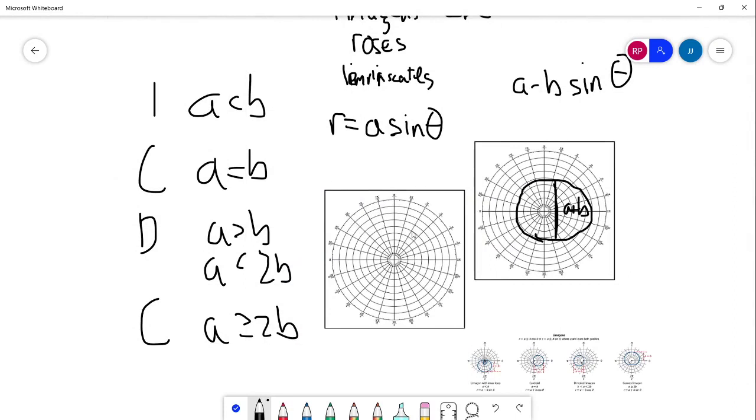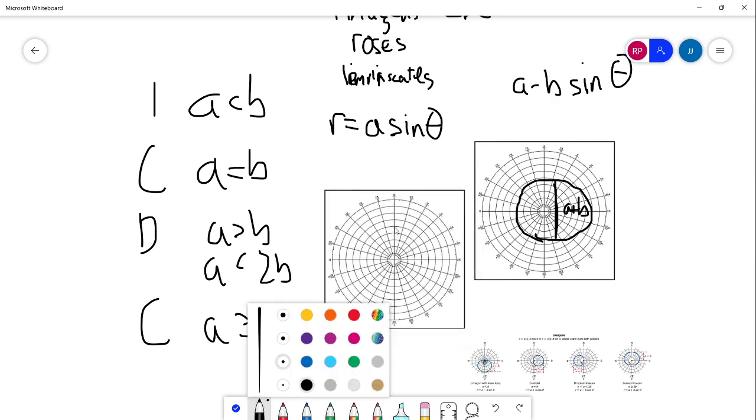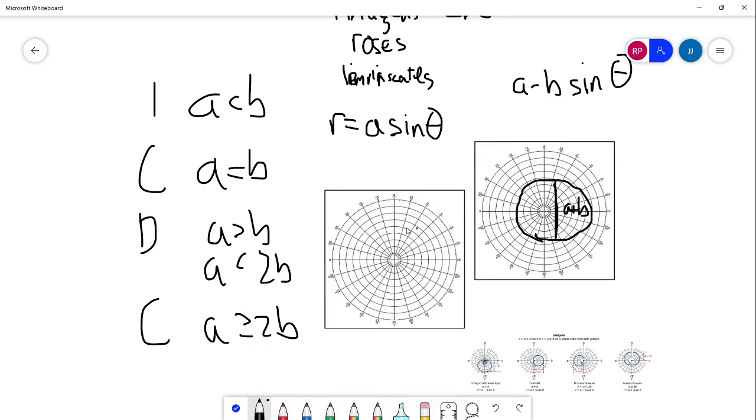Roses, you can have them as either sine or cosine. Now sine, you will usually have them centered around pi over 4 for the even ones, and then for odd, it depends. Often it's pi over 6. It's pi over 6 for n equals 3.